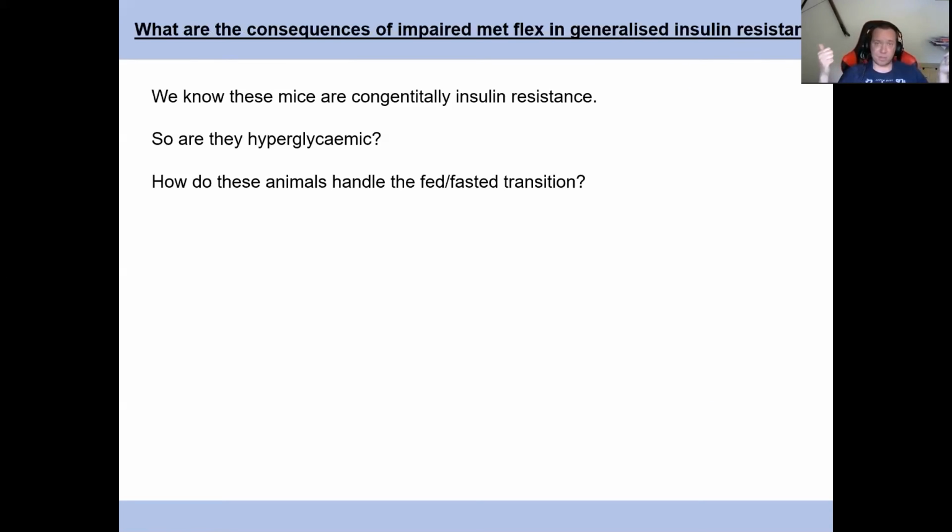We don't have the lipid tolerance test, but we are able to look at glycemia. We know whether they're hyperglycemic, and we can also look at the fed-fasting transition in these mice because we looked at glycemia in the fasted state and the fed state. So the first question is, are they hyperglycemic? Now in humans, one of the definitions of diabetes is fasting hyperglycemia. So these mice are severely insulin resistant. Do they have any indication that they may be pre-diabetic with, say, impaired fasting glucose? Well, let's have a look.